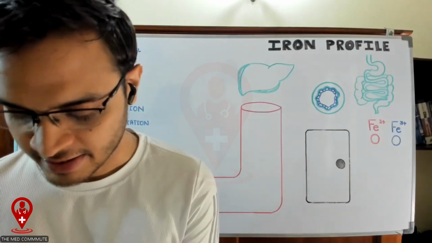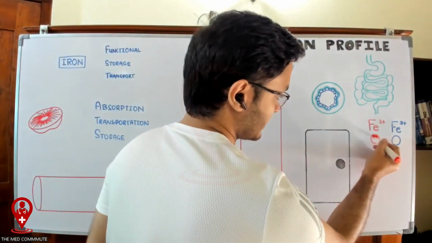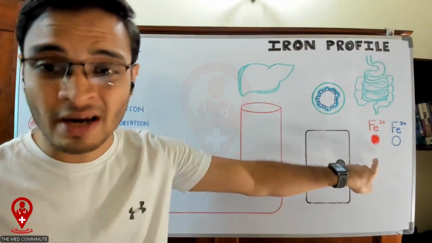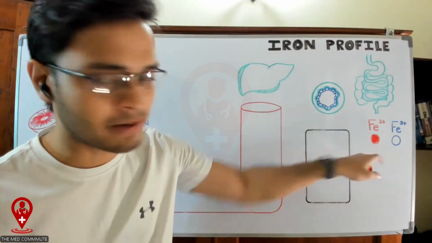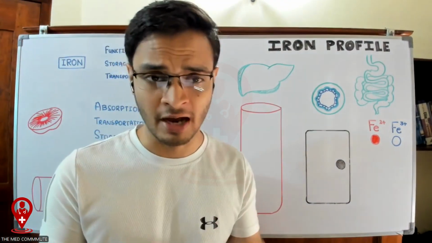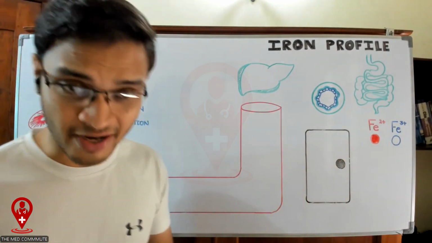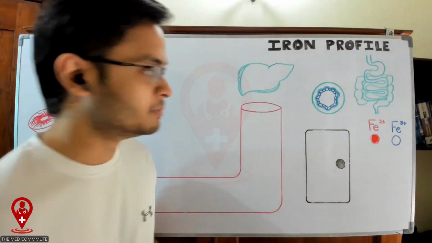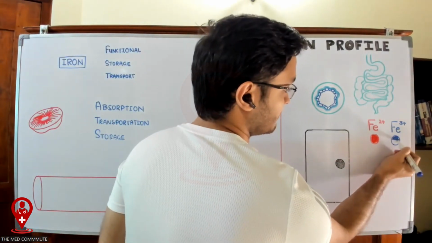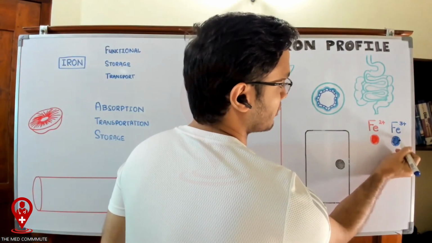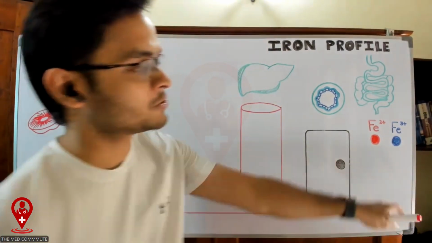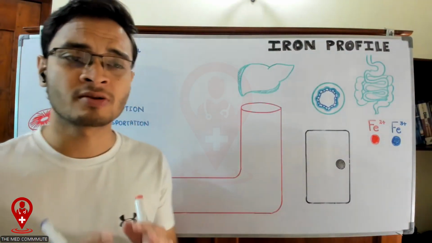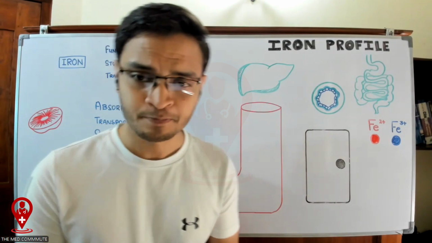The Fe2+, this red one here, the ferrous iron, is what we also call heme iron. This heme iron is what we get from our animal sources, red meats specifically. Then Fe3+, this blue one that I've drawn here, is our ferric form. This is what we also call the inorganic form, which you get from our plant products. Now, the Fe3+ is also called the stable iron.